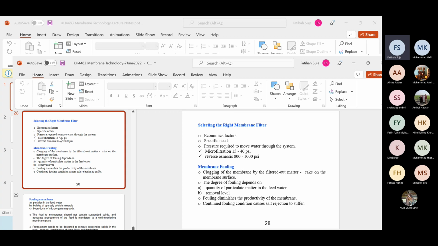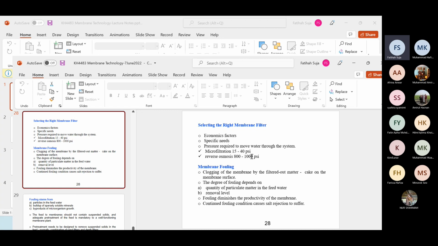So you can compare the microfiltration and the reverse osmosis pressure here. You can see here microfiltration 15 to 40 psi, reverse osmosis 800 to 1000 psi. So the specific needs of the facility and its product you must consider before you select a level of filtration.